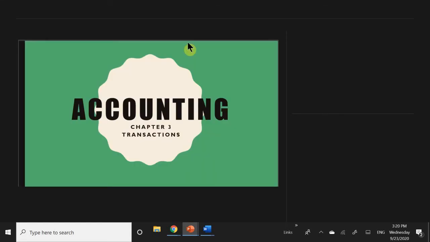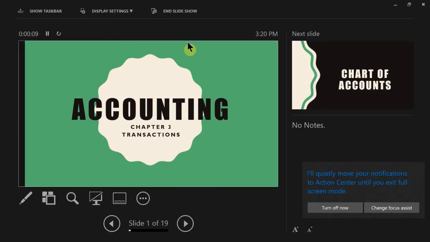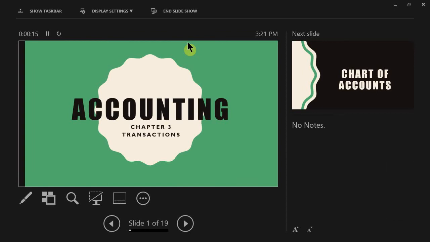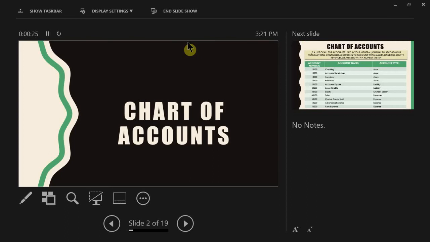1, which is to give us a little idea of what our accounting is going to be entailing. Now, chapter 3 is going to be all about how we journalize and what to journalize. So this is all dealing with the transactions at hand when we're working as a bookkeeper / accountant. All right. So let's start off with the chart of accounts.